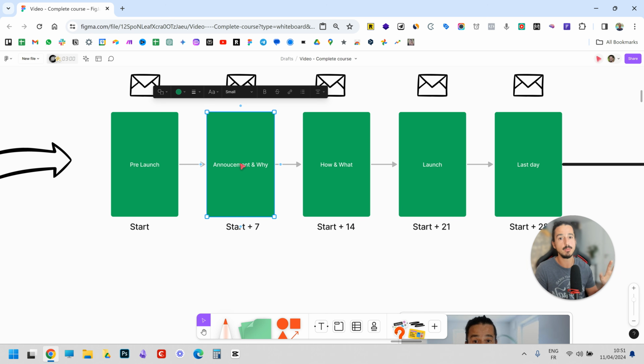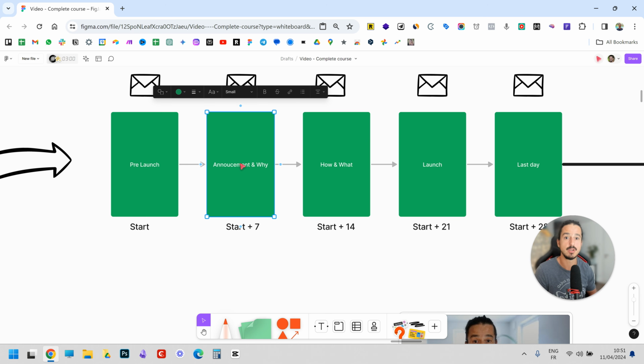And that's it. You are not talking about the day of the launch. You are not talking about the price or what is in the offer. You are just explaining what you are going to do for them and why. That's it. A week later, now you are talking about how and what. How is what is in the offer.